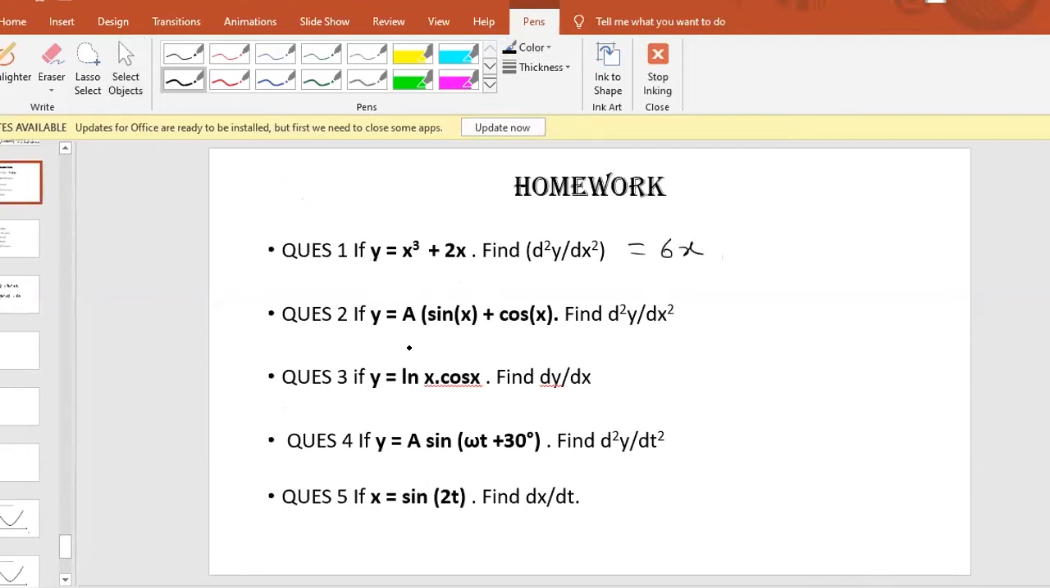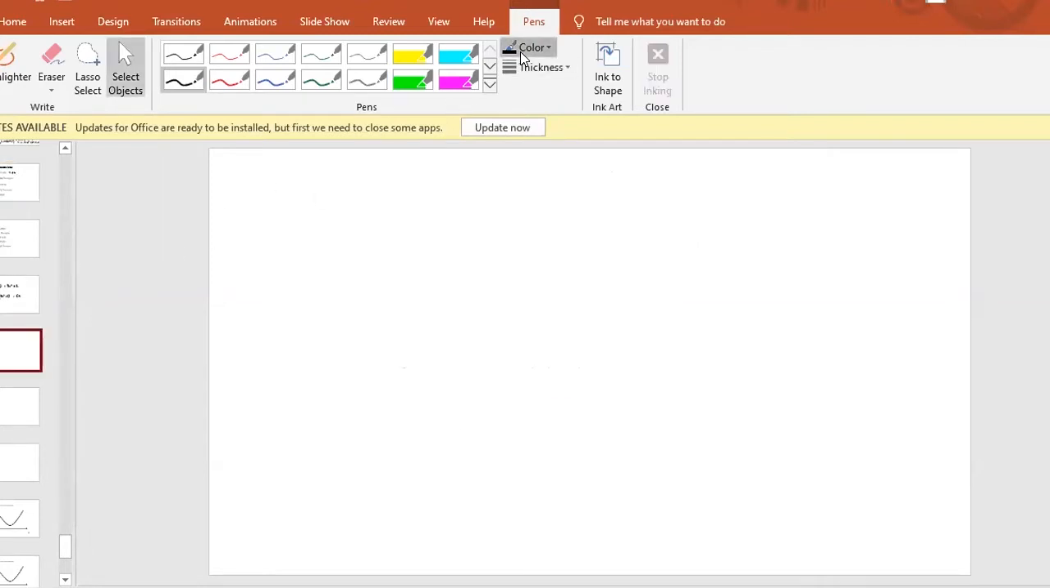Fine. Next, y is equal to a sin x plus cos x. Find the value of d square y by dx square. So y is equal to a sin x plus cos x. We have to find what? d square y by dx square. Understand?